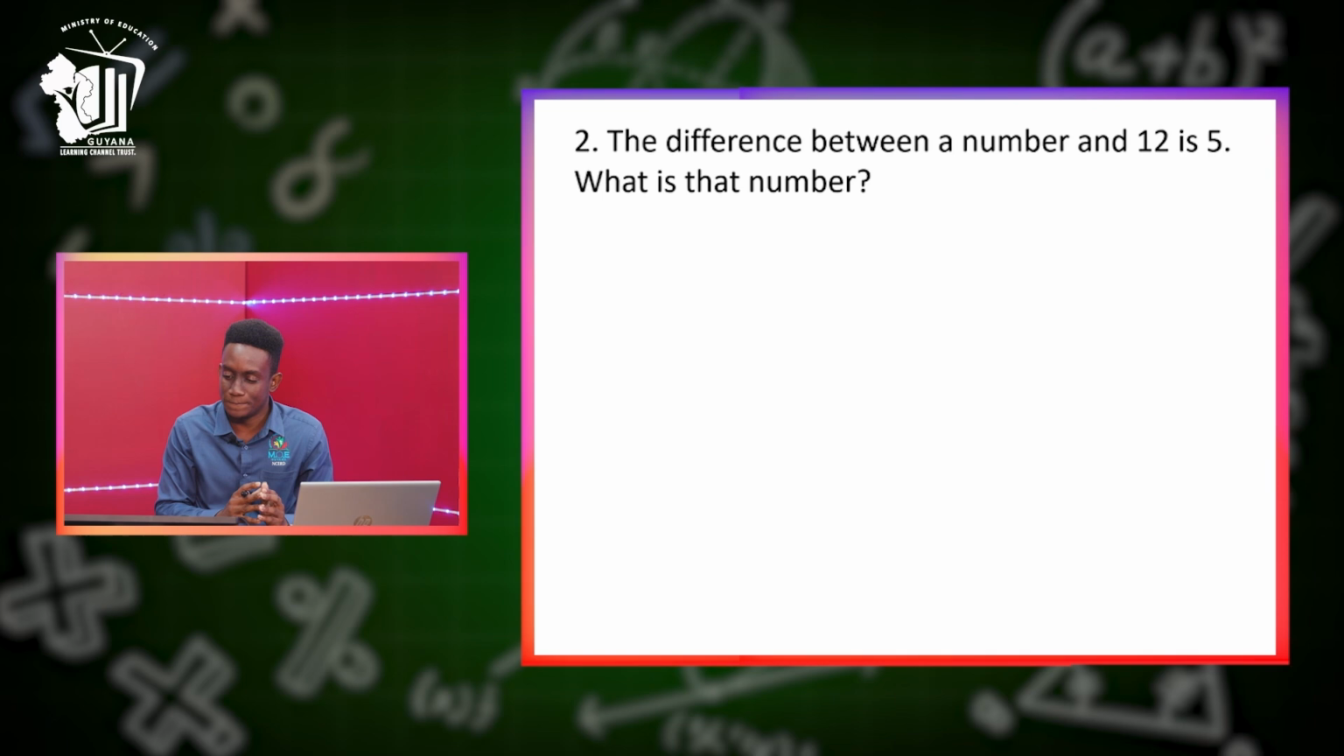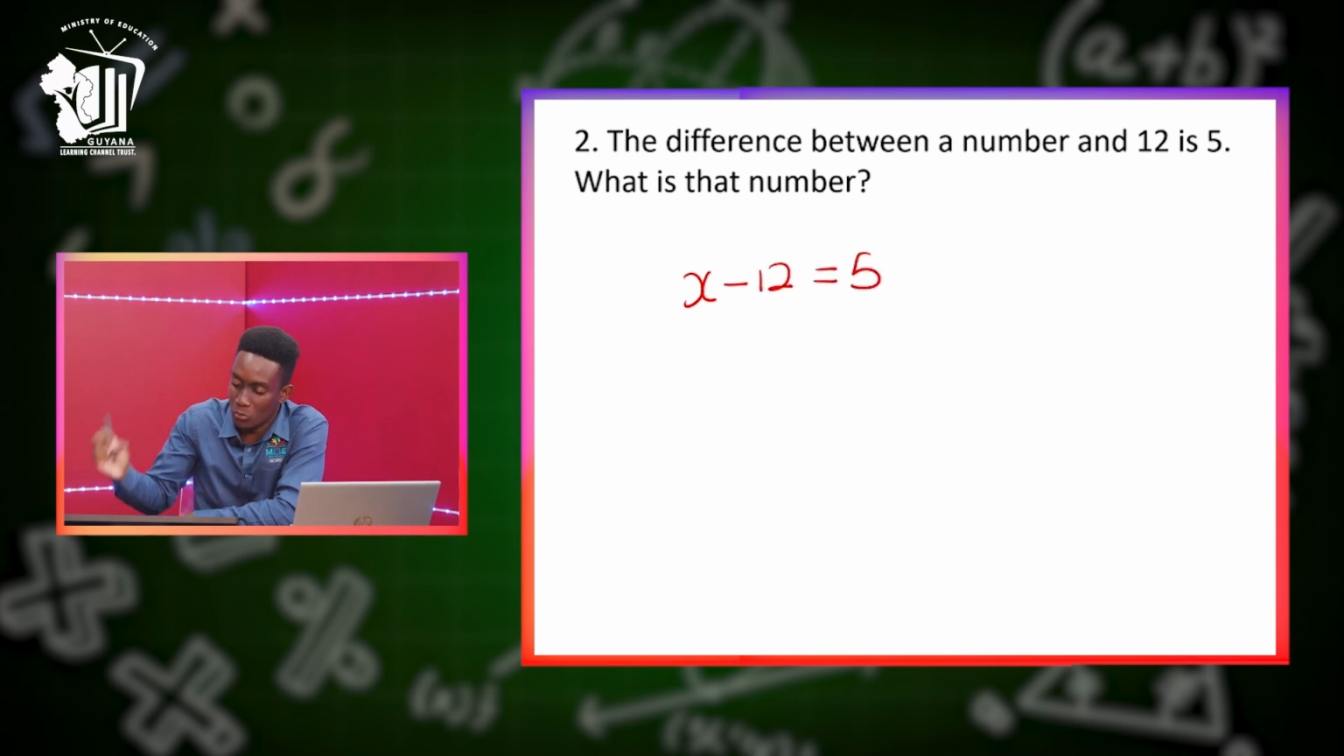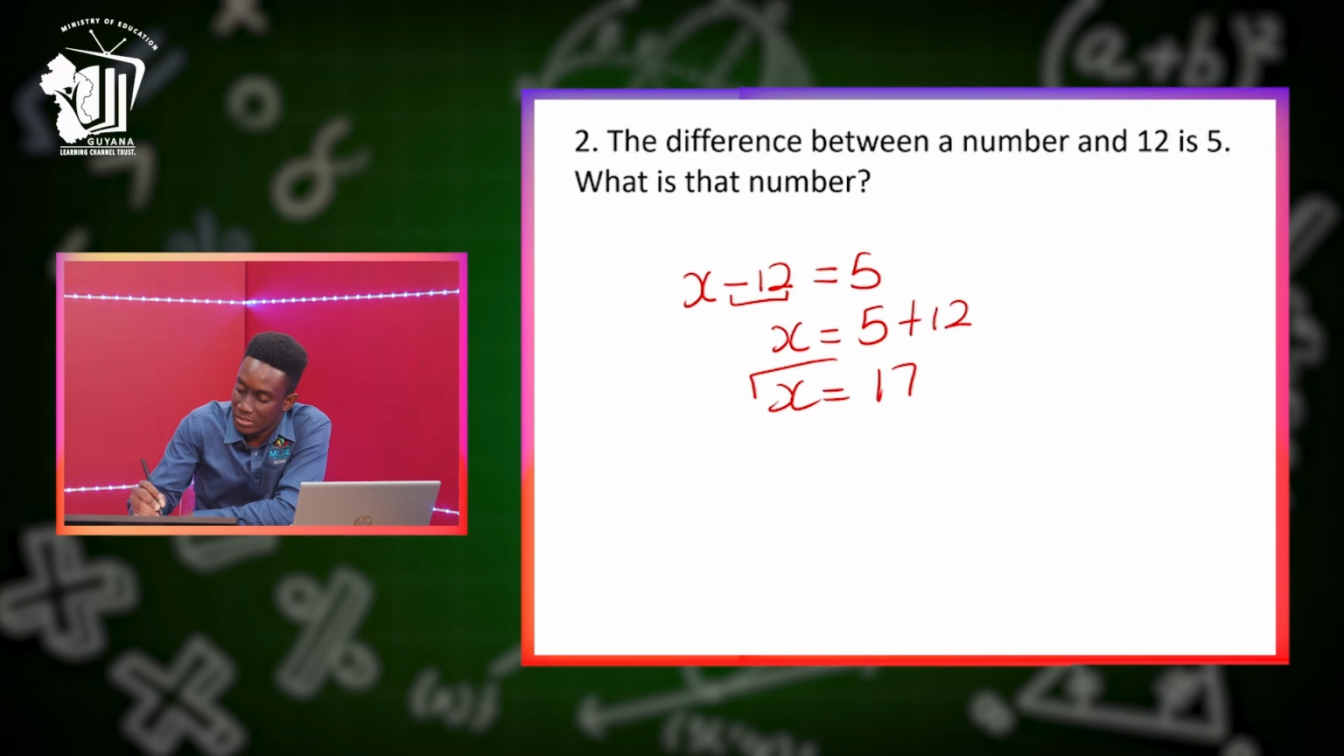Let's look at another one. The difference between a number and 12 is 5. What is that number? So let's use x to represent the number that we don't know. So the difference between x and 12, so x minus 12 is 5. What is that number? So it's just simply to take over this minus 12. So we'll have x is equal to 5 plus 12. Hence x is equal to 5 plus 12, which is 17. So x is equal to 17.